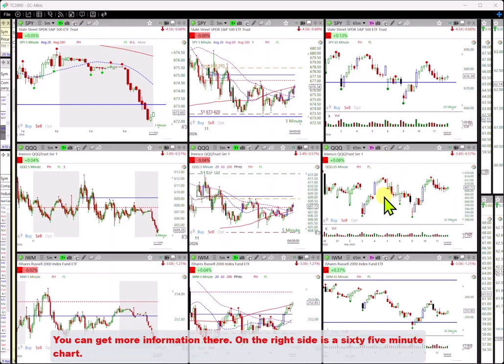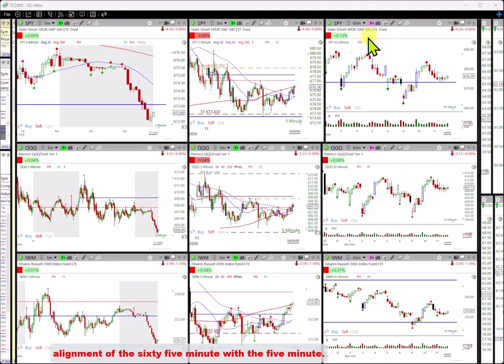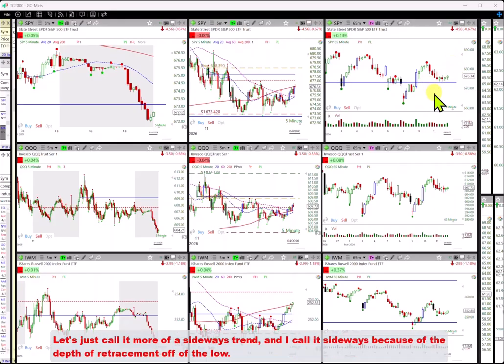On the right side is a 65-minute chart. And what I explained in the presentation today for intraday trading is to trade when you have alignment of the 65-minute with the 5-minute. And we don't have that today, meaning the 65-minute is in an uptrend. Let's just call it more of a sideways trend.